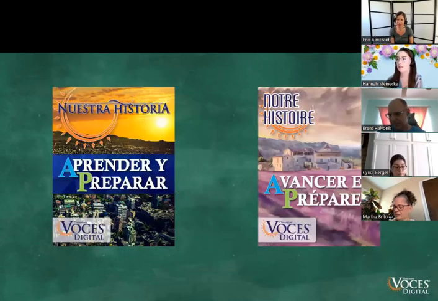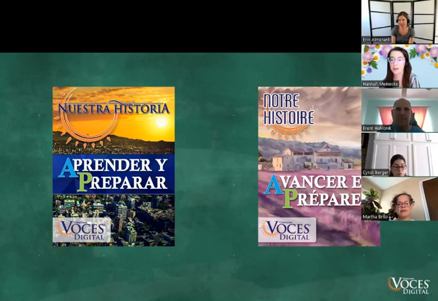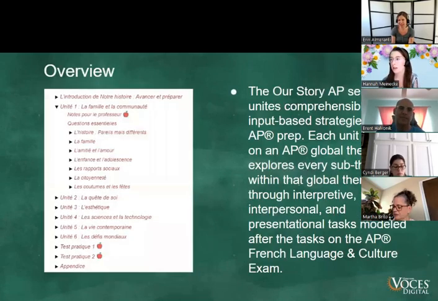And again, here we have Nuestra Historia, AP, and Notre Histoire, AP. It's a continuation of the Our Story series for AP students. Within each title, you're going to find 6 units that focus on one of the AP themes, which includes 6 sub-themes for each of those themes. And we do start off with a story at the beginning of each unit as well.